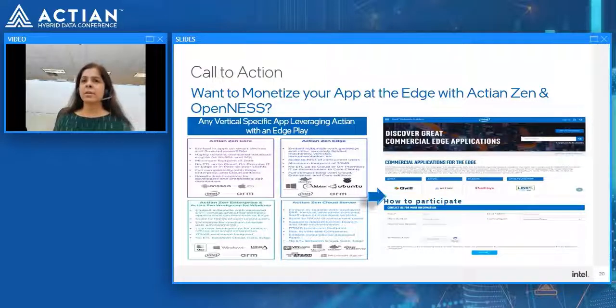So what we did together was, after we spoke to Actian, we invited them to join our program called Commercial Applications for the Edge, where any application who wishes to monetize at the edge can come and speak to us. This is an open invitation to all of Actian partners and customers who wish to embark on the edge journey. We can really get you started. You just have to click the How to Participate button on this website, and a mail gets sent to us, and we connect our folks to you.